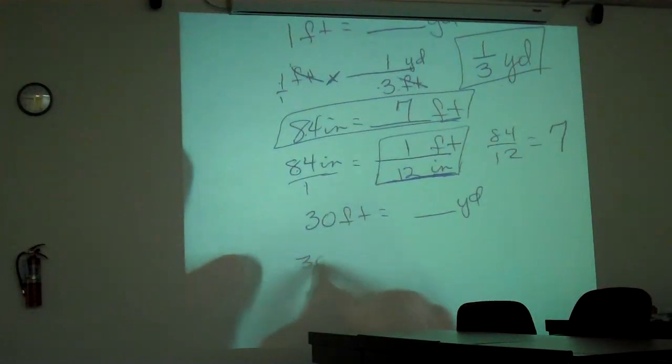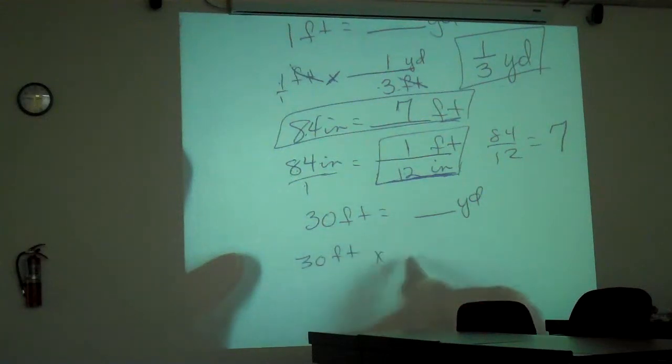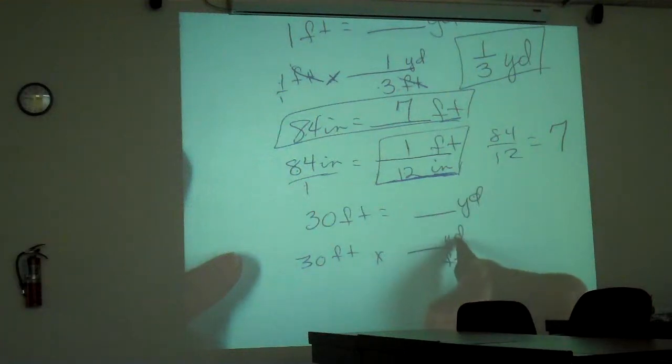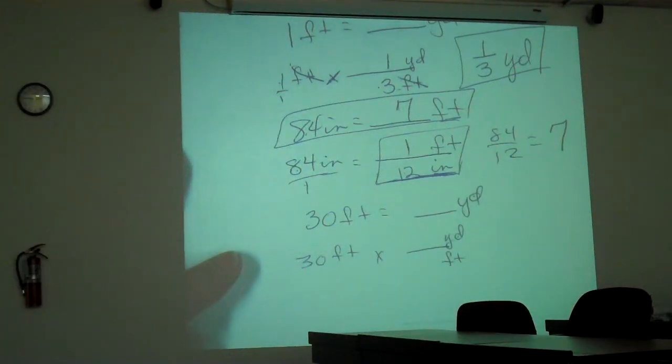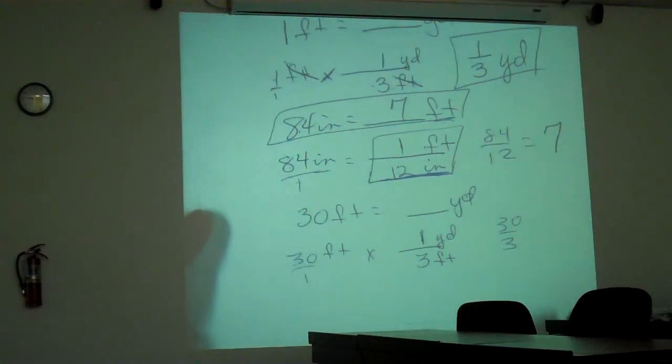Okay, put 30 feet. Put your unit multiplier with feet on bottom, where you're going to on top. Now what are the numbers that correspond to yards and feet? 1 yard. So 1 yard is 3 feet. So you got 30 times 1, 1 times 3. So 30 divided by 3 is going to be 10. 10 yards.